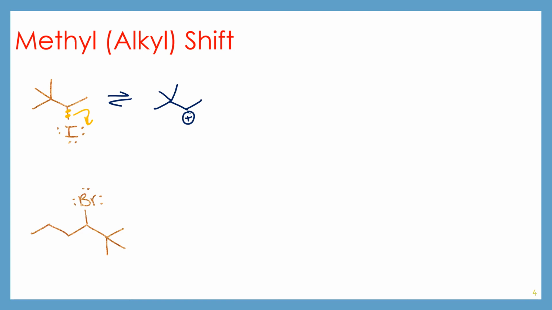But next door, on the quaternary carbon, we do not have any hydrogens. Instead, what we have are methyl groups, and those can shift just as easily as a hydride can. Let's go ahead and label these as well, carbon A, carbon B.